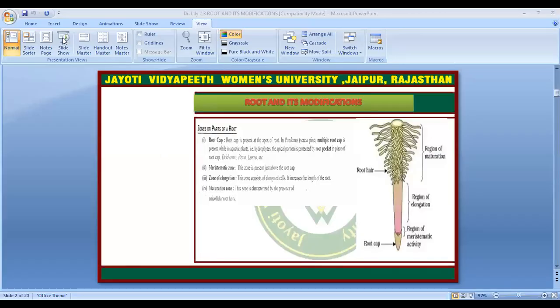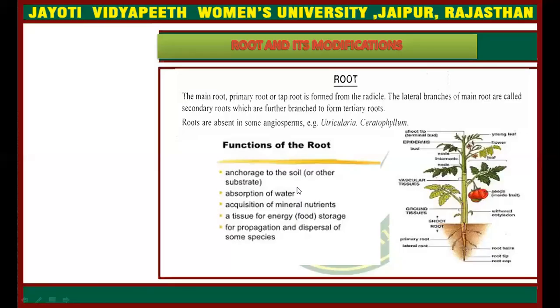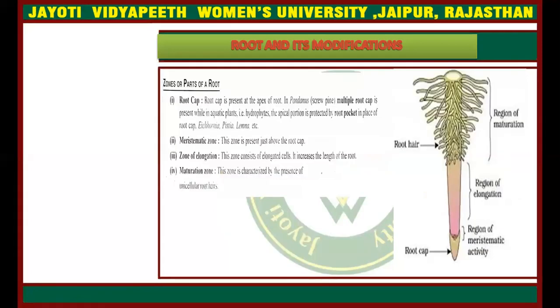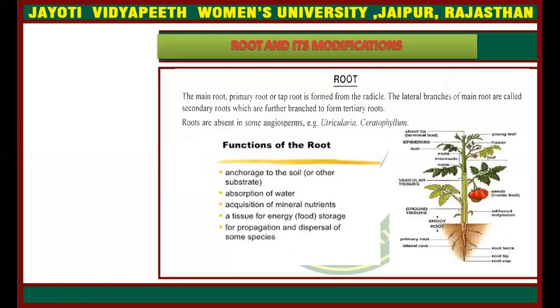Now, what is root? The main root, or the primary root or the tap root, is formed from the radicle, and the lateral branches of the root are called secondary roots, which further branch to form the tertiary root. Roots are absent in some angiosperms also.